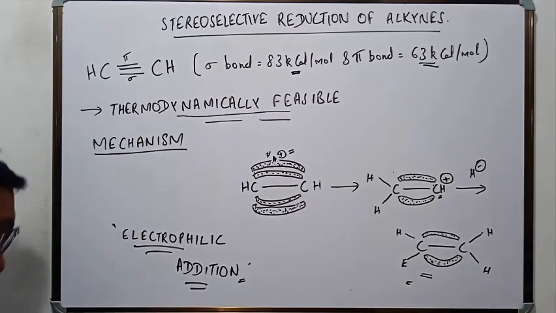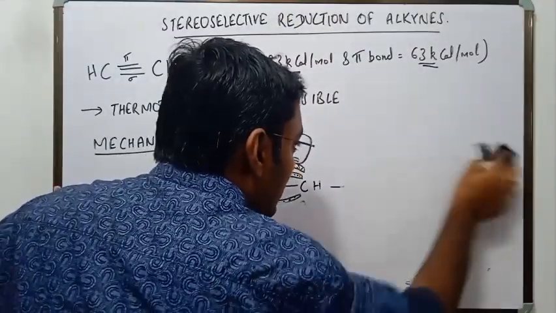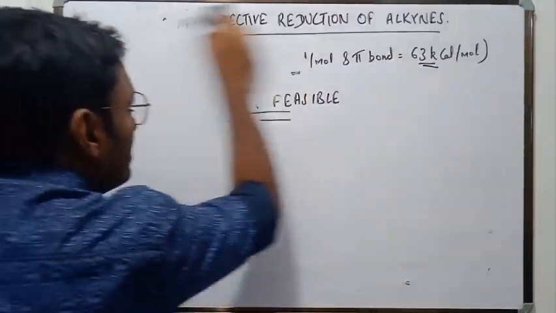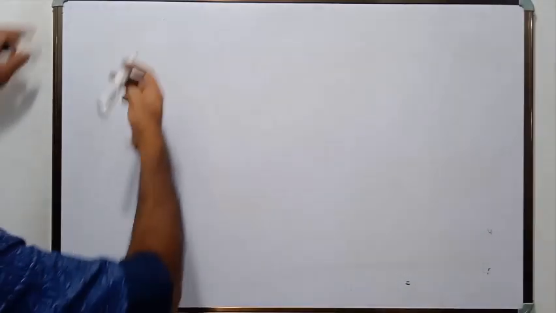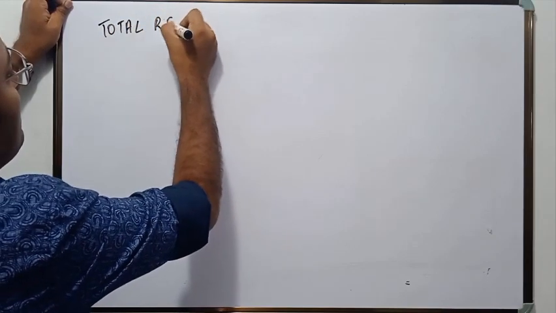Now let us go for the reduction of alkyne. So there are two kinds of reduction that alkyne shows. One is total reduction of alkyne. Let us see what it is.